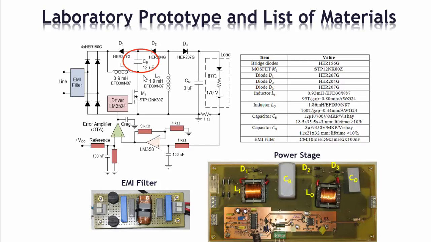We have to highlight the value of the bulk capacitance, which is only 12 microfarads for the same output ripple as in the case of the single stage converter that we have seen before. In the single stage converter we were using 130 microfarads, and here we are using only 12 microfarads, so the reduction is considerable. We are dividing by 10 the value of the required capacitance.